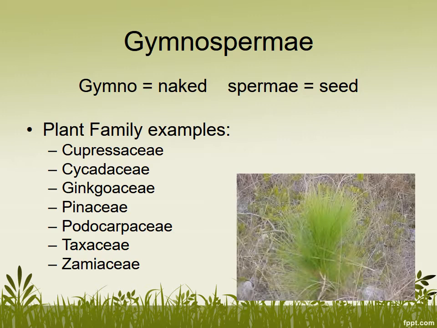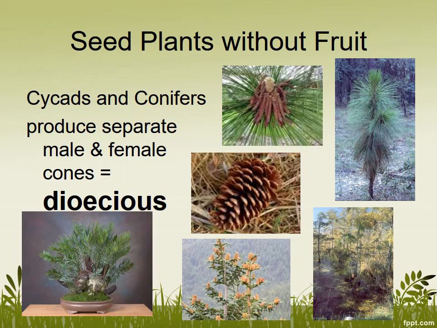Cupressaceae, Cycadaceae, which are sago palms, Ginkgoaceae, which are ginkgo trees, Pinaceae, those are pine trees, Podocarpaceae, those are podocarpus bushes, Taxaceae, Zamiaceae, which are kuntis. So all these are in the same group and they're going to share a lot of the same characteristics. So all these plants create seeds without any kind of fruit. They include cycads and conifers.